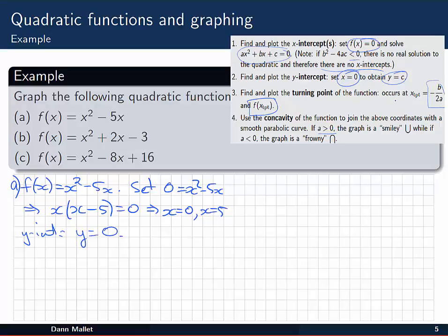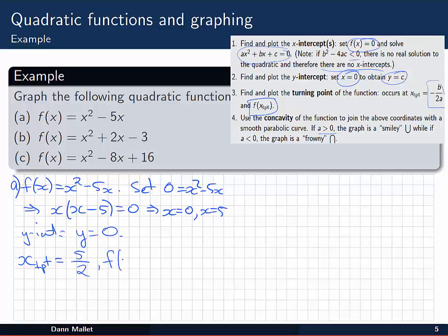Third, we find and plot the turning point of the function. The x value for the turning point is going to be minus b on 2a. Here b is minus 5, so we're going to have 5 over 2 times a, which is 1, or 2. So x turning point is 5 on 2.